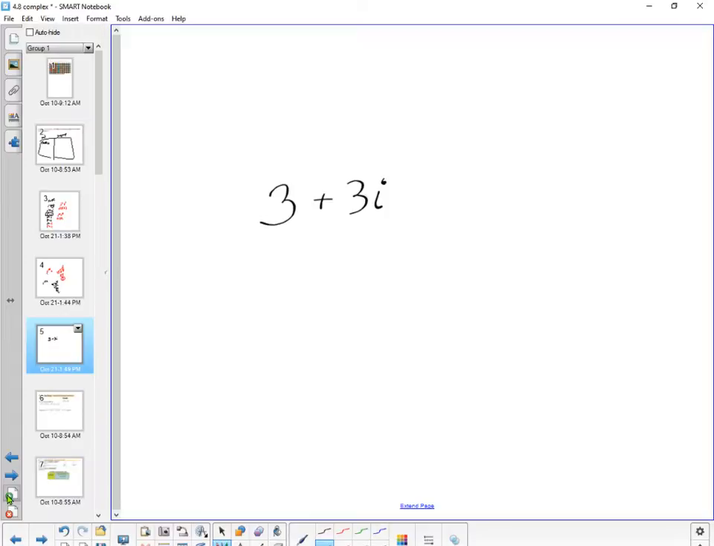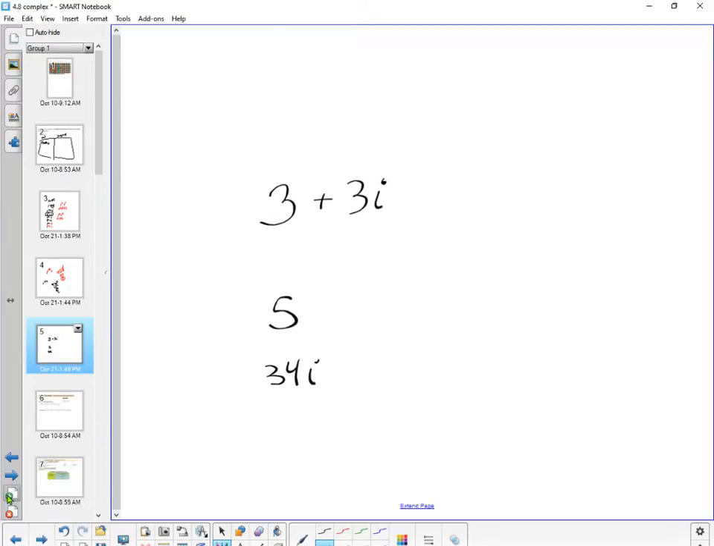Okay? So, 3 plus 3i. That's a complex number. It has a regular number and then an imaginary part. Is this a complex number? No, that's a real number. So complex numbers and real numbers are not the same thing. Is that a complex number? No, that's an imaginary number.